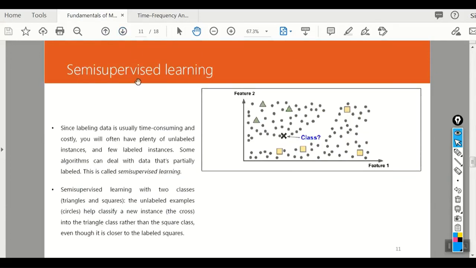And it is clear that semi-supervised is the middle of supervised and unsupervised. Some data have labels, and according to this labeled data the system can use some similarity parameters or other methods, and classify other data. And if we have new data, according to this similarity, the system can understand whether this cross data is related to the triangle or to the square data.